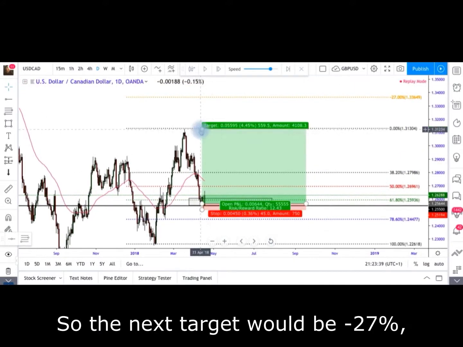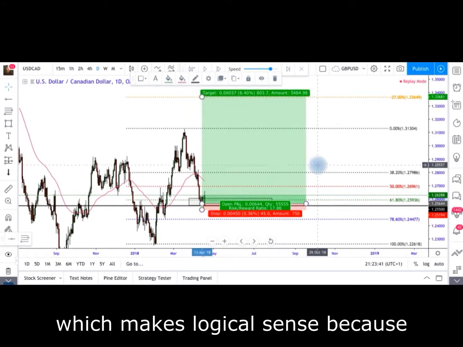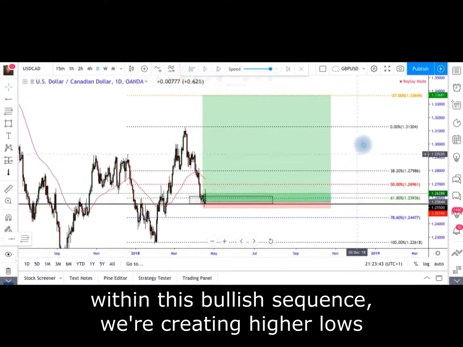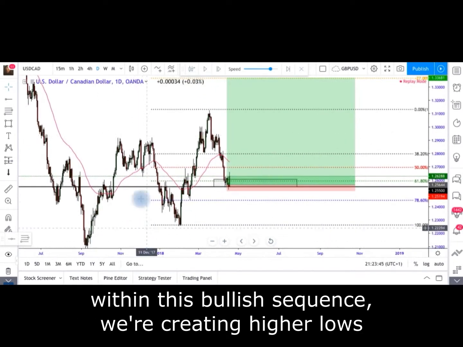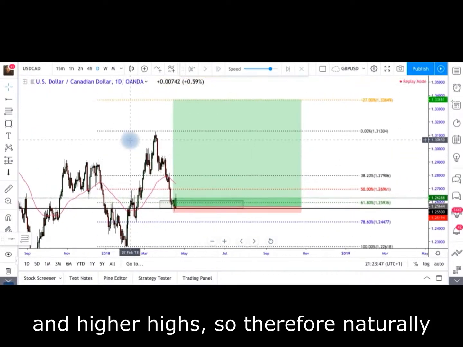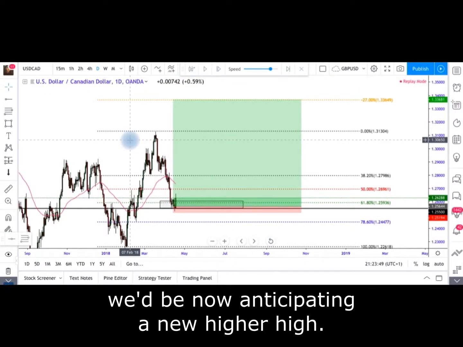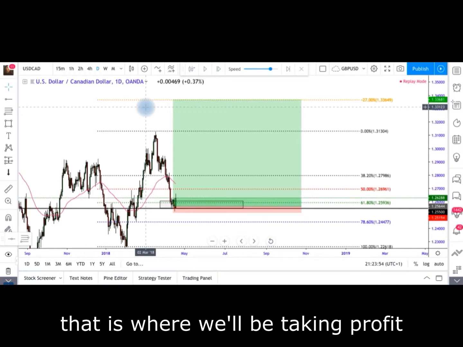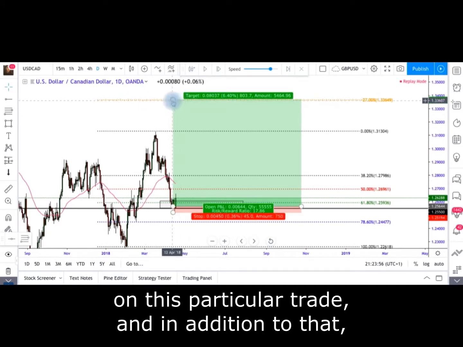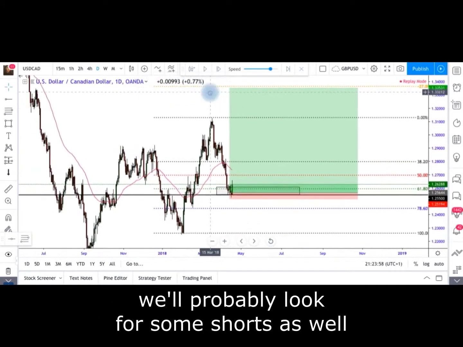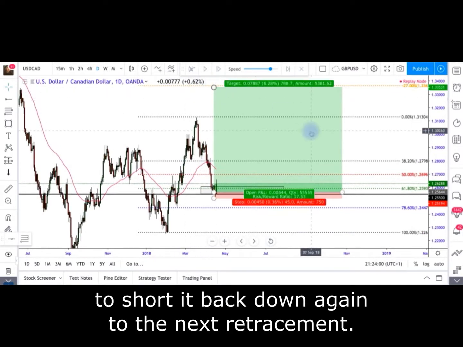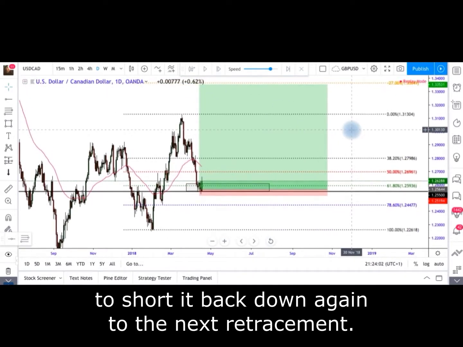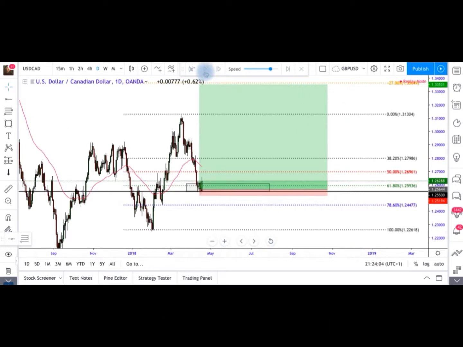So the next target would be minus 27%, which makes logical sense because within this bullish sequence, we're creating higher lows and higher highs. So naturally, we'd be anticipating a new higher high. Now, when we approach the minus 27%, that is where we'll be taking profit on this particular trade. And in addition to that, we'll probably look for some shorts as well to short it back down again to the next retracement. So let's just see how this plays out.